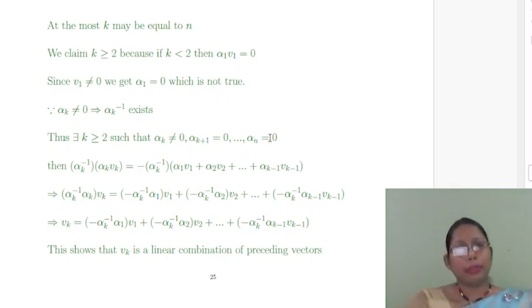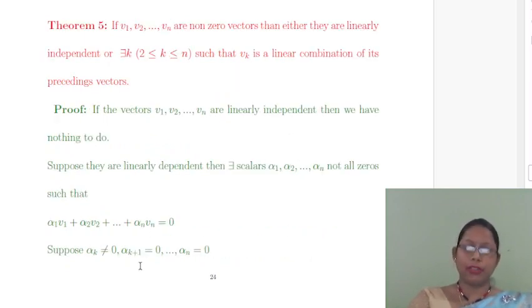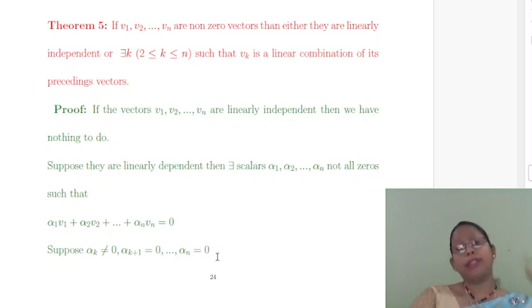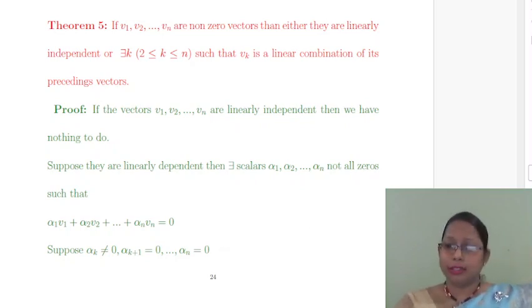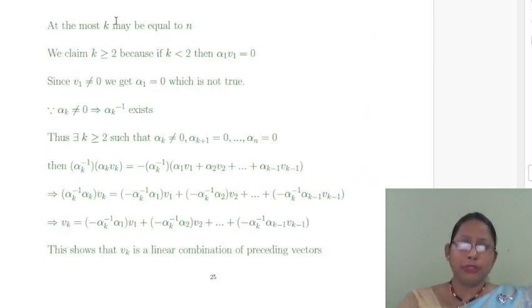That is, at the most, k may be equal to n. Alpha k is the biggest suffix that is not equal to 0. All the alpha suffixes greater than k must be equal to 0. And what is the maximum value of that k? The maximum value of k is n. That is written: at the most, k may be equal to n.